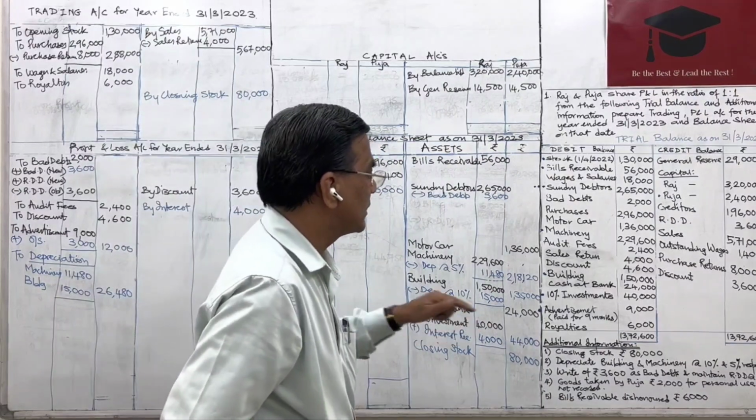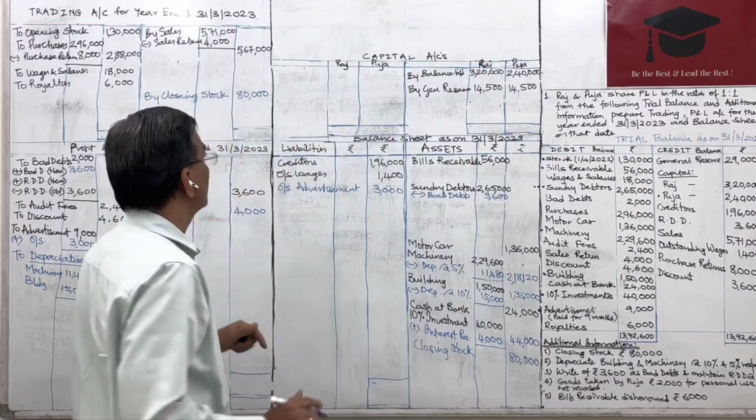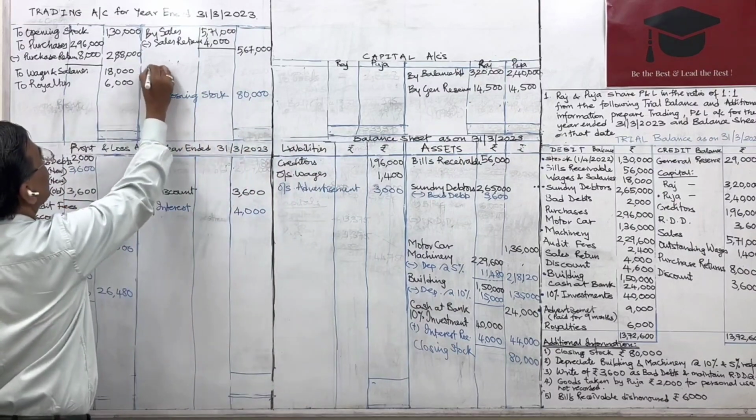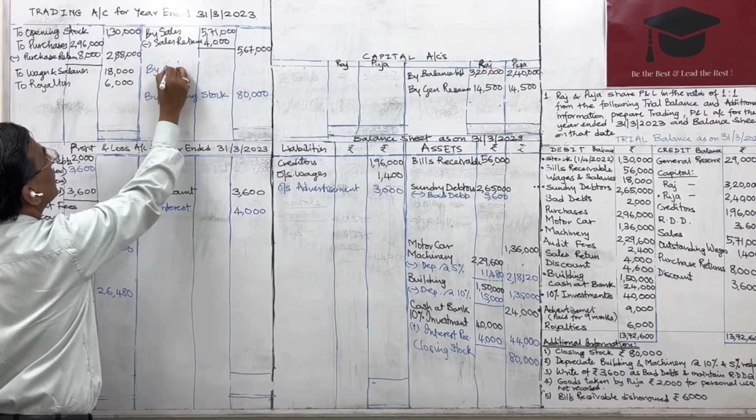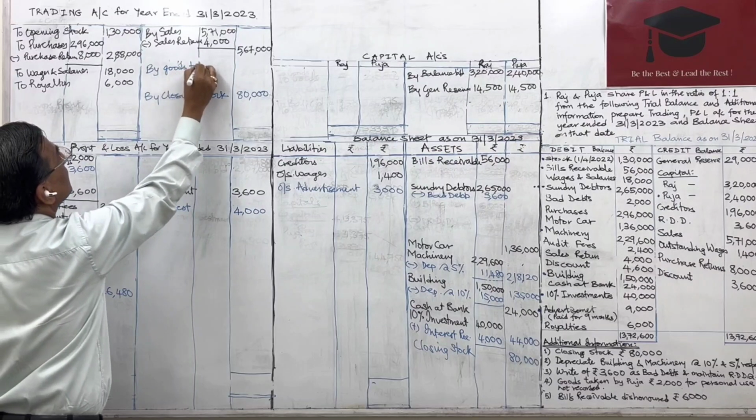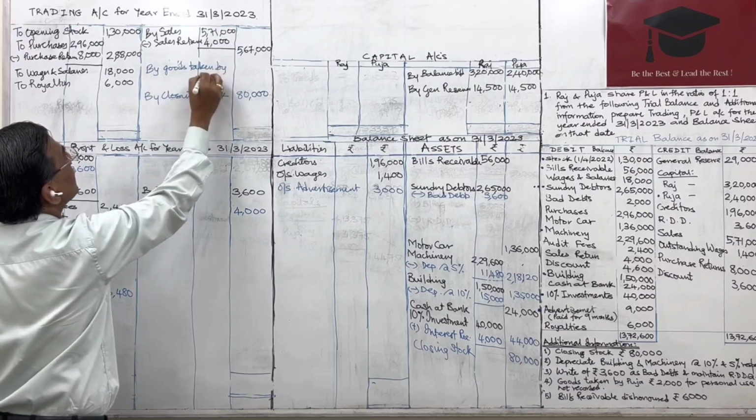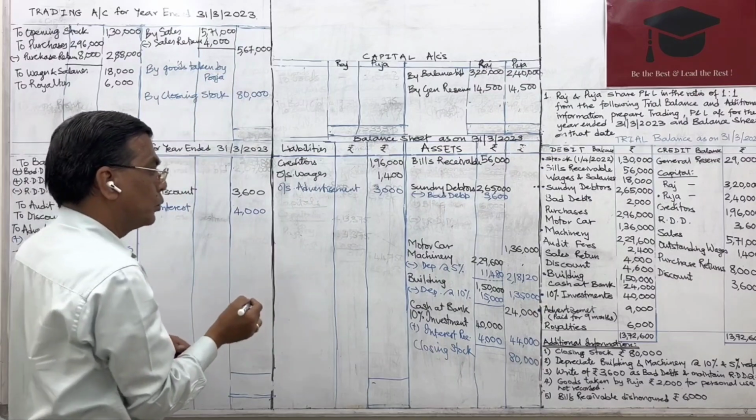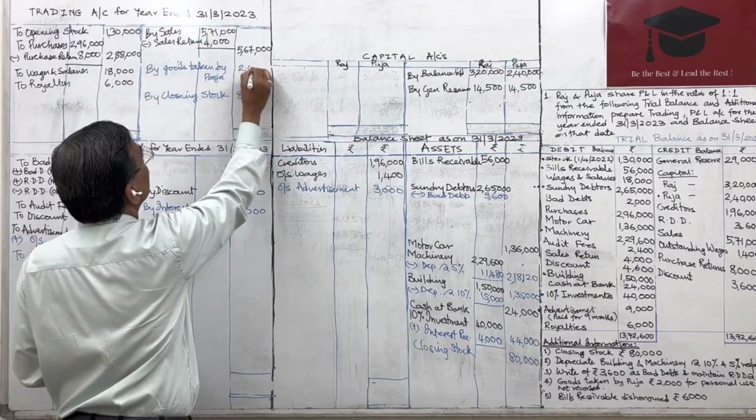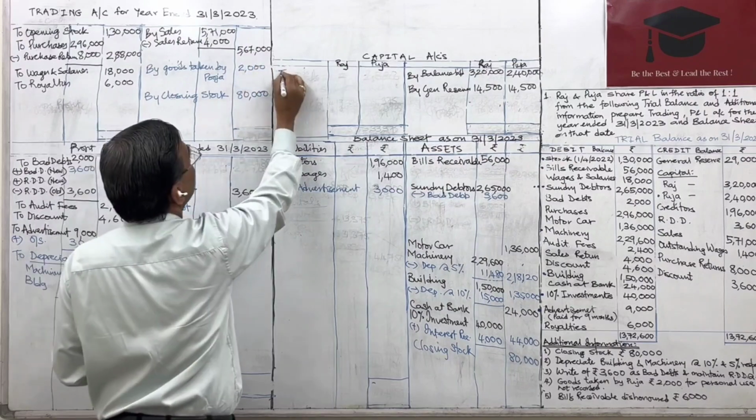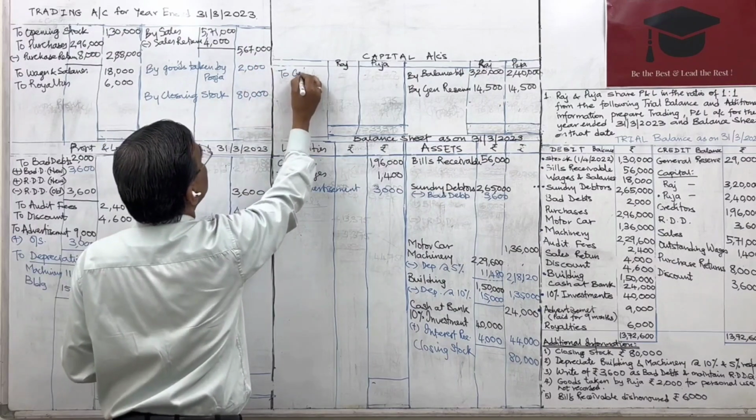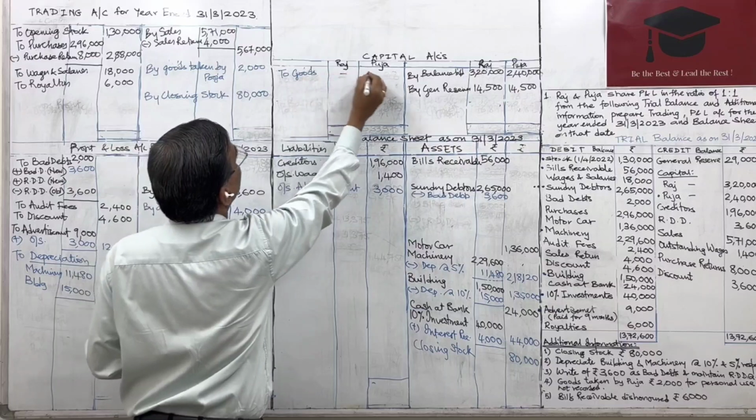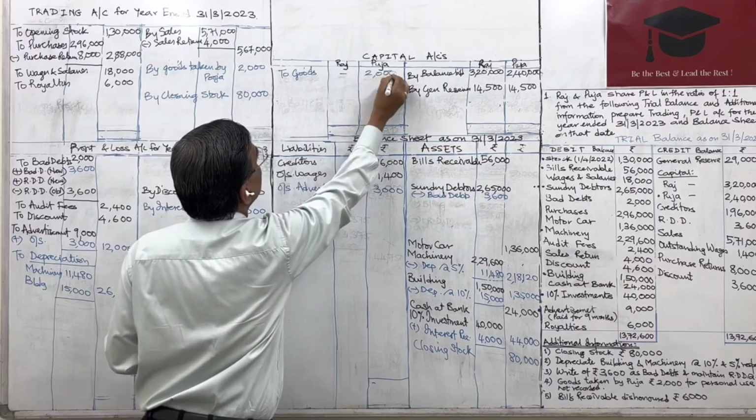So I go to the next adjustments. Goods taken by Pooja, 2000. This is by the partner. So by goods taken by Pooja, and the amount 2000, it will be debited to her account. So to goods, Pooja's account 2000.